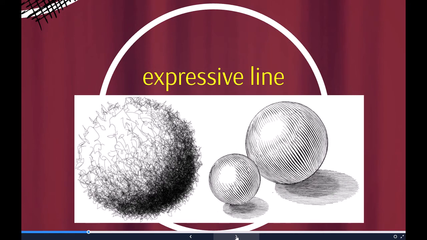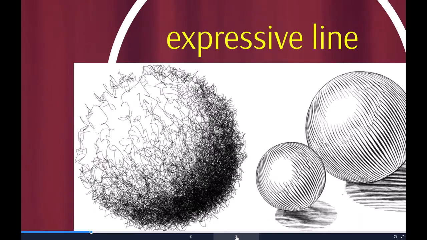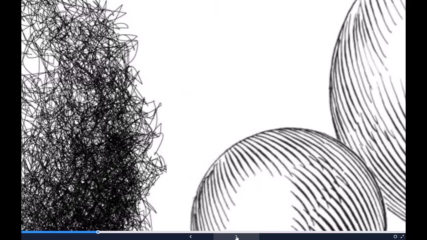Expressive line does not just describe a shape, but it describes the artist's feeling. As you can see here, we have two balls. The ball on the left has a very different feeling from the ball on the right. So we're not just drawing a shape or form here. We are drawing the artist's feeling. This feeling is very free, very open, very chaotic. And this feeling is much more ordered. It's a little bit of a different feeling here.